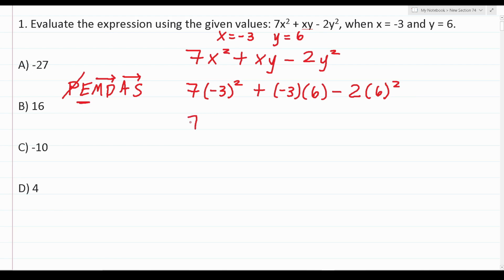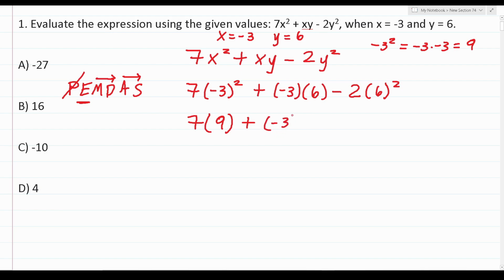So we're going to take care of those exponents next. This is going to become 7 times, what is -3 squared? Well, -3 squared is the same thing as -3 times -3. A negative times a negative is a positive. So -3 times -3 is going to be positive 9. So this becomes 7 times 9. And let me just say this. We include that negative in the square because it's inside parentheses. If that negative was outside parentheses, we would disregard it completely. Okay? All right.